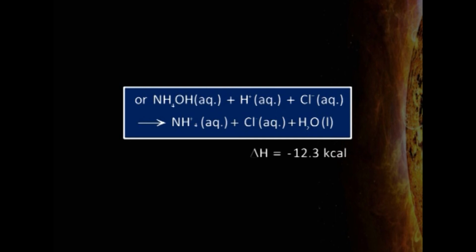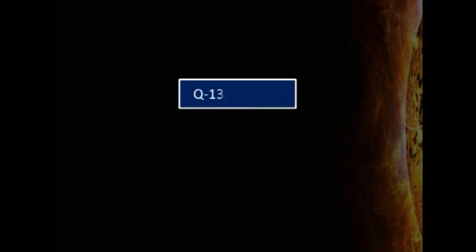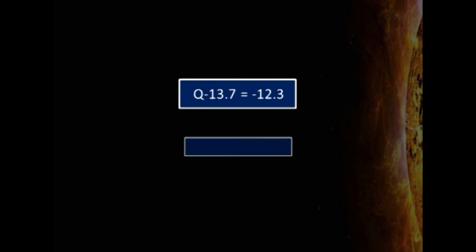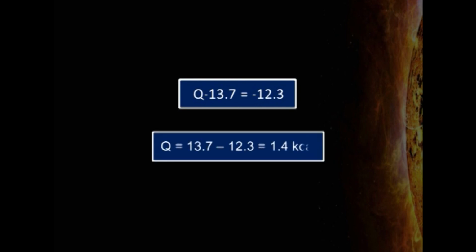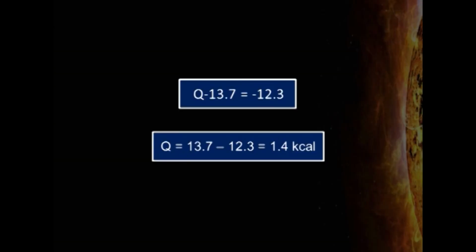minus 12.3 kilocalories. Therefore, Q minus 13.7 will be equal to minus 12.3, or we can say that Q is equal to 1.4 kilocalories. Hence, 1.4 kilocalories is the amount of heat which will be required in the complete ionization of ammonium hydroxide, and this energy will be subtracted from 13.7 kilocalories. Hence, the observed heat of neutralization will be less than 13.7 kilocalories.